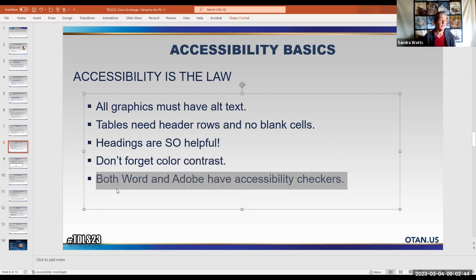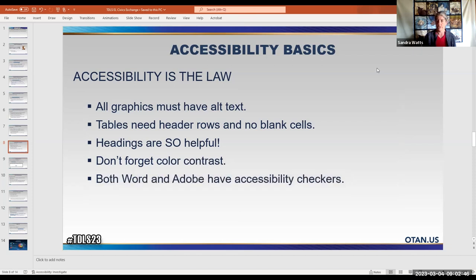Both Word and Adobe do have accessibility checkers, which I use constantly. And I use both. When I do a Word document, first I check that for accessibility. Then when I turn it into a PDF, I do an accessibility check on that also, because sometimes, for some reason, I have certain graphics. In fact, I was just updating my online communication, and I have one graphic where the alt text will not carry over into the PDF, so I have to re-alt text it every time. It's very strange, and it's just one picture. Everything else comes across.